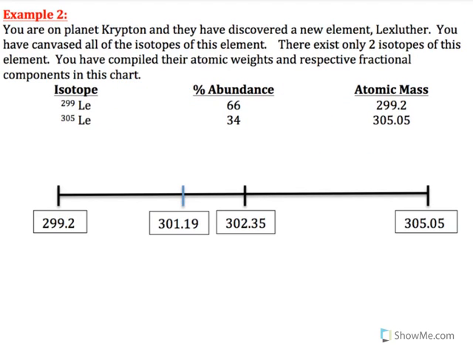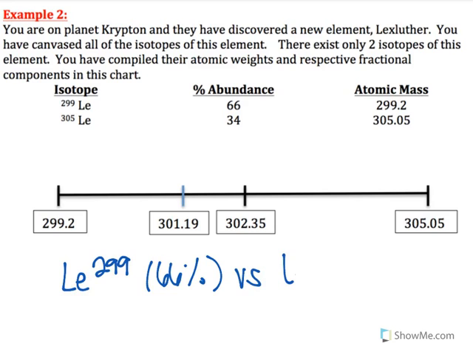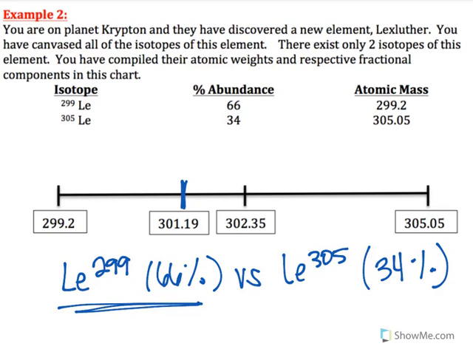And this makes sense, right? Because we have more of Lex Luthor 299, which is 66%, versus less of the Lex Luthor 305, which is 34%. So, looking at a little timeline, we would see that the average atomic weight should be closer to 299. Because there is 66% of the smaller one, it would make sense that the average of these two items would be closer to the smaller one.